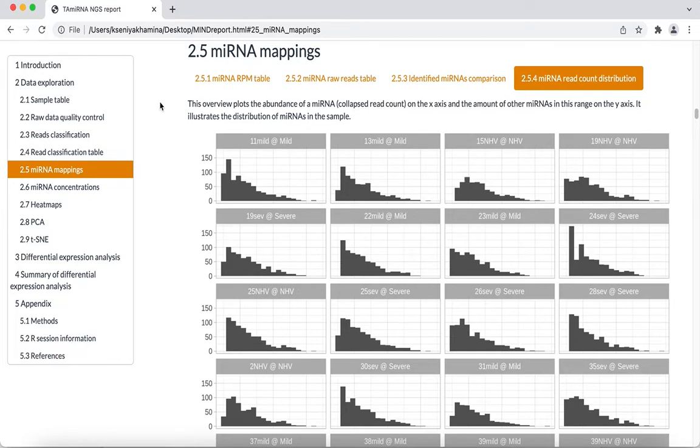2.5.4 microRNA read count distribution. This plot provides an overview of the abundance of a microRNA, collapsed read count on the x-axis, and the amount of other microRNAs in this range on the y-axis. It illustrates the distribution of microRNAs in the sample.